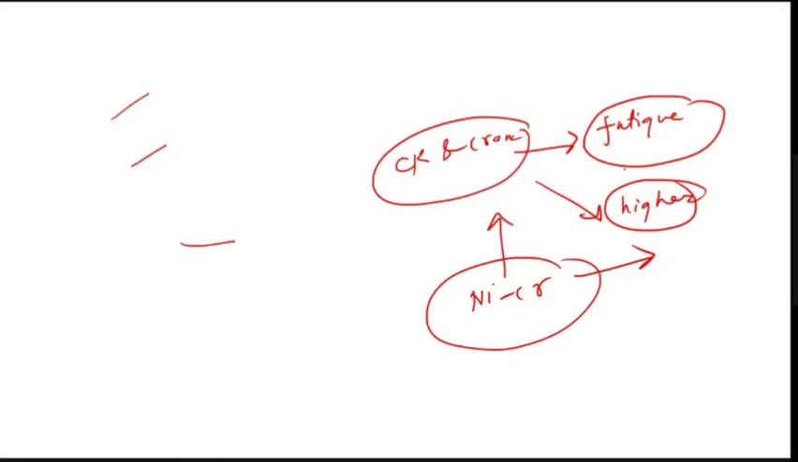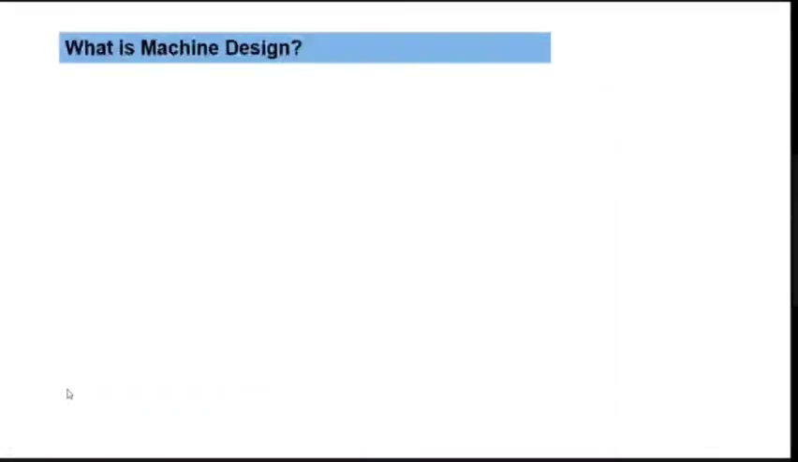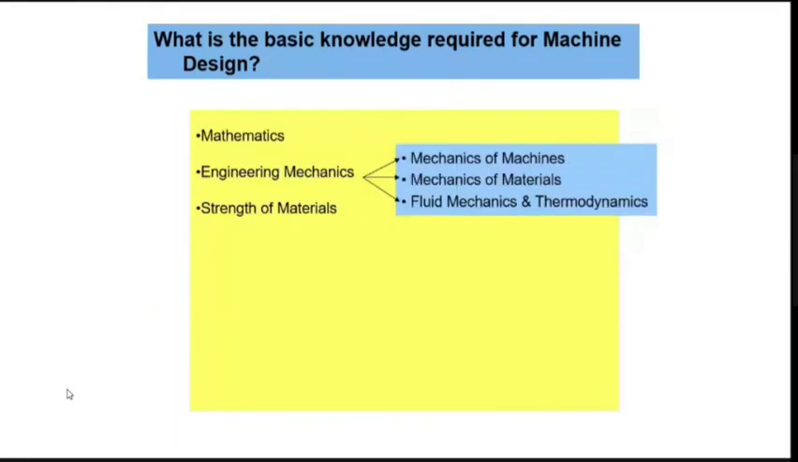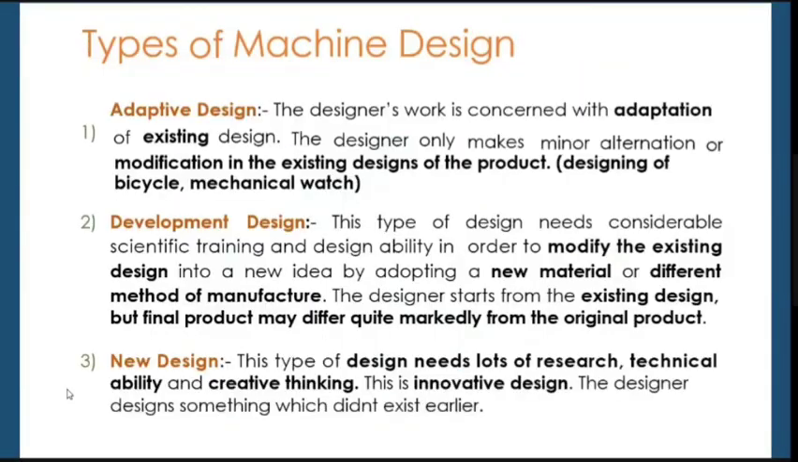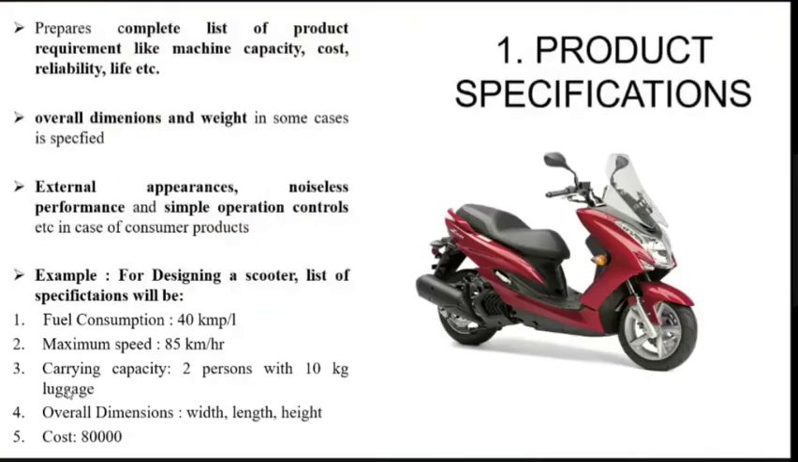What should it have? It should have a higher fatigue strain because it is subjected to the dynamic condition, that is, fluctuating or varying stresses. I hope it is clear to all of you. So this is how you have to select the material. This is nothing but the third step in the design of a machine element.